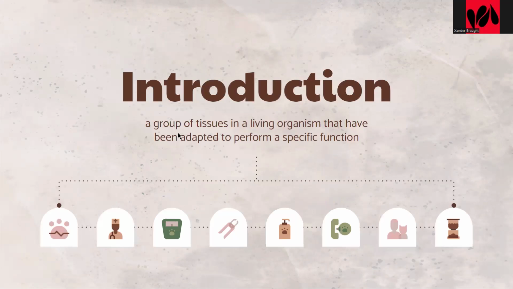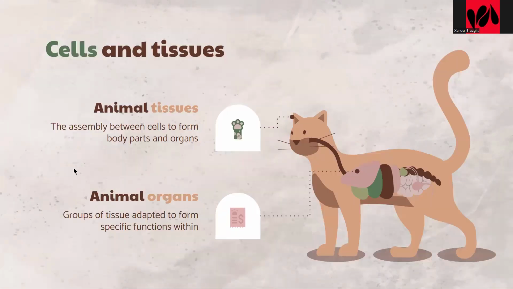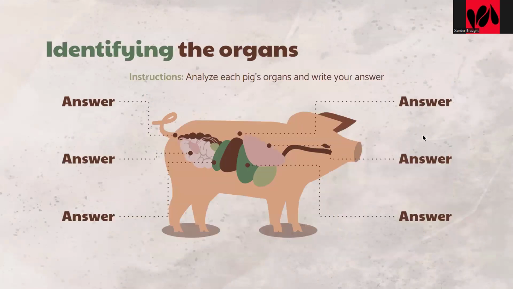An organ is a group of tissues in a living organism that have been adapted to perform a specific function. I'm sure you already have seen an example of an organ before. You already know what a heart is, but that's just the actual definition. Animal tissues are the assembly between cells to form body parts and organs. Organs are just groups of tissues.